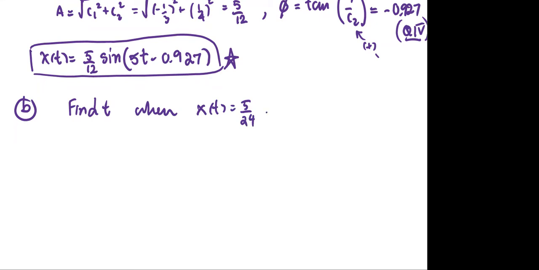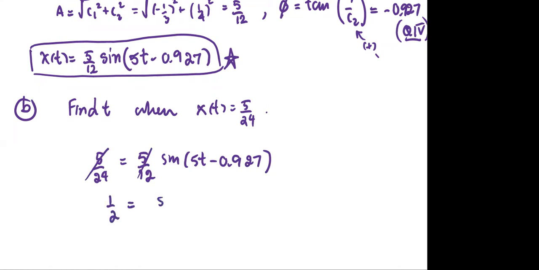So from the alternative form, x equals 5 over 24. So 5 over 24 equals 5 over 12 of the sine of 5t minus 0.927. So these two numbers simplify to be 1/2 equals sine of 5t minus 0.927.